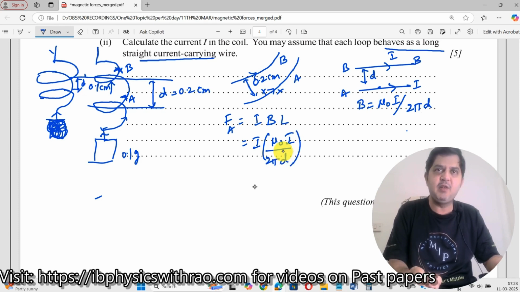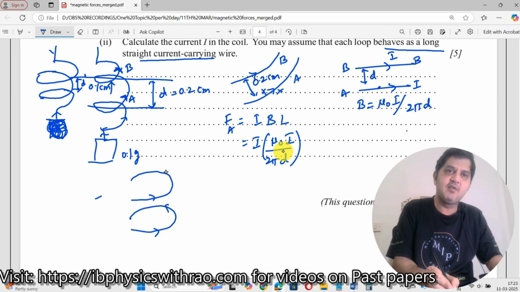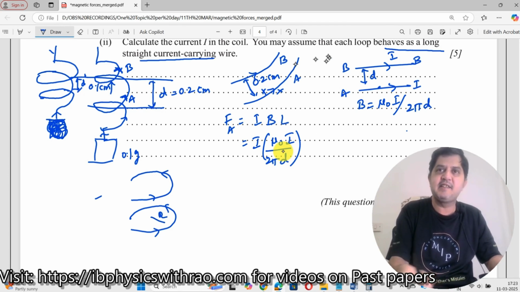And what is the value of L? Here he has given you a loop. You may assume that each loop behaves as a long straight current carrying wire. Which means you have one turn like this and another turn stacked on top of it. The current moves like this, and the radius of this coil is R. Treat it as a long straight current carrying wire. What should I do? I will unfold this and consider it to be a long straight current carrying conductor. That's what it tells you.